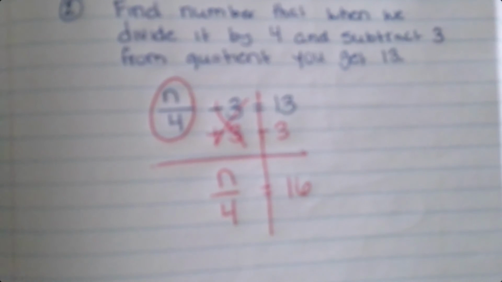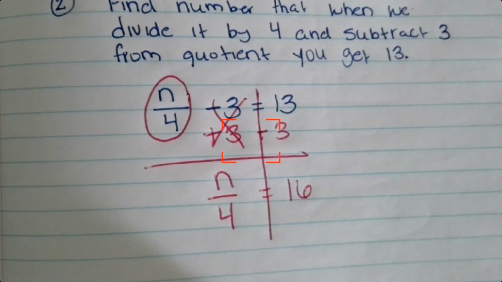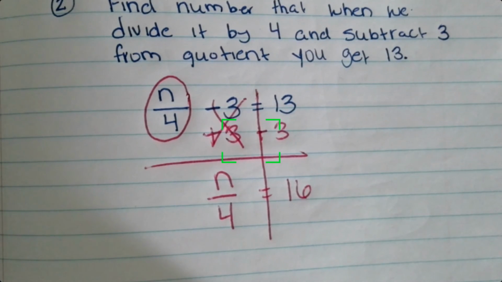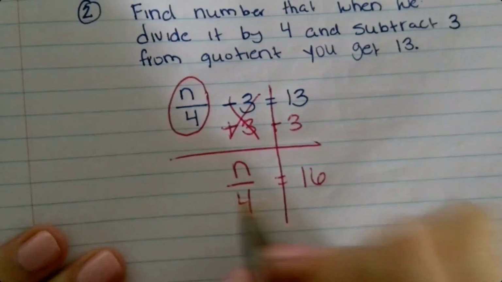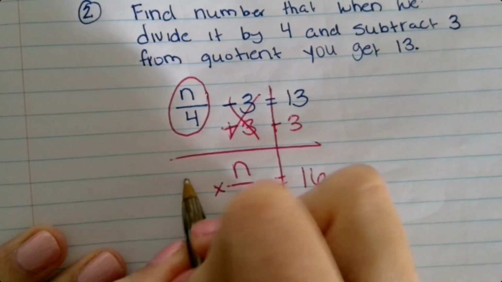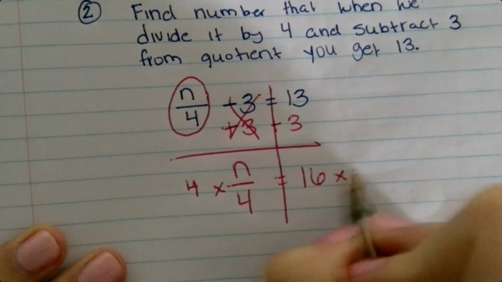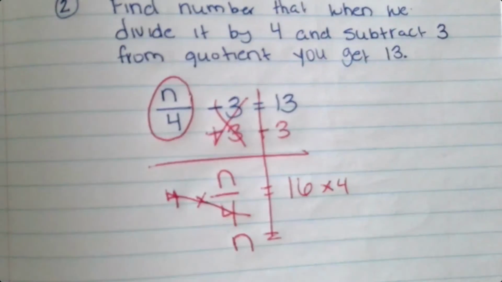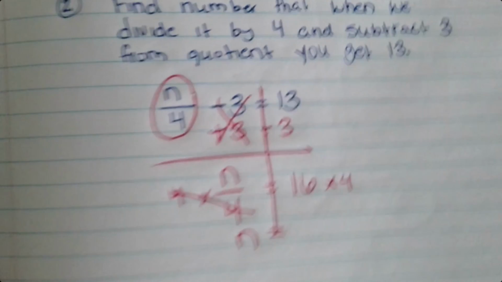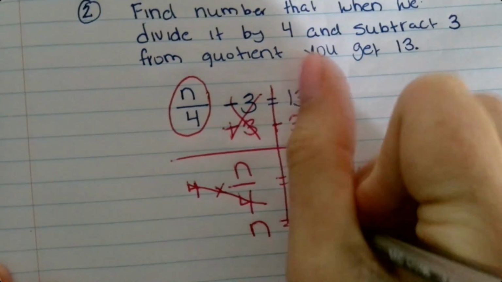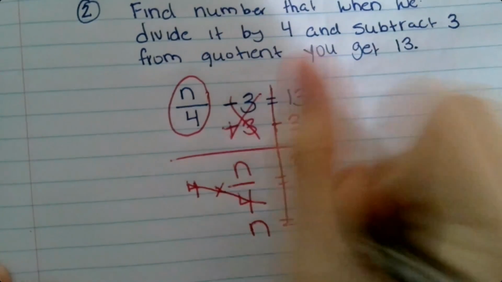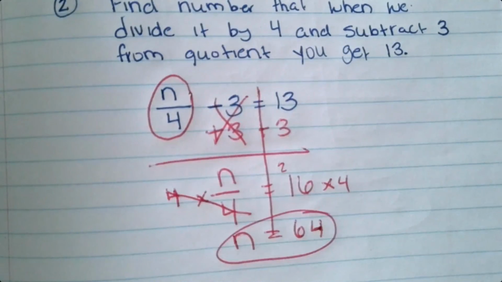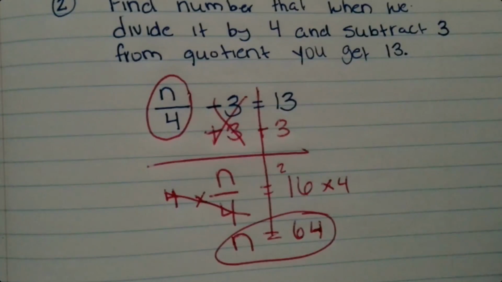What operation is happening in between the 4 and the 16? It's being divided, so the inverse would be timesing by 4 on both sides. That cancels out, leaving me with n. And 16 times 4 is 64. And that's our first two answers. You got this.